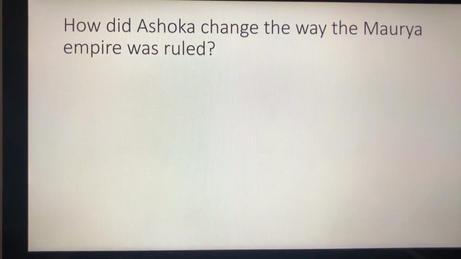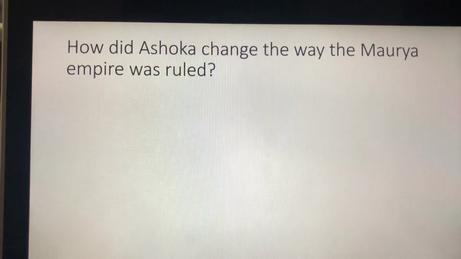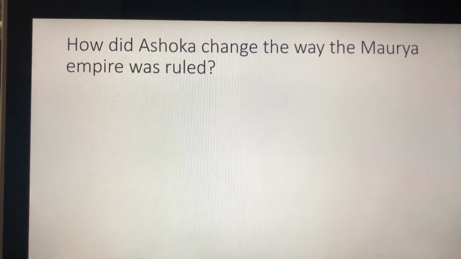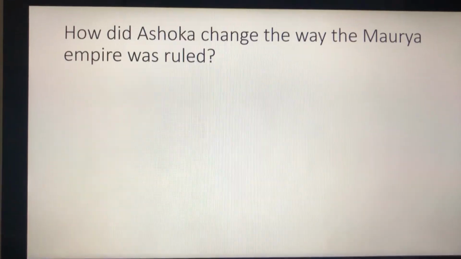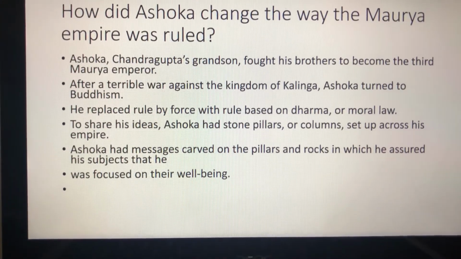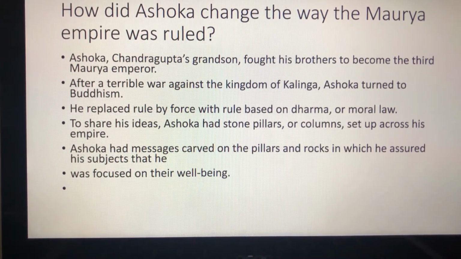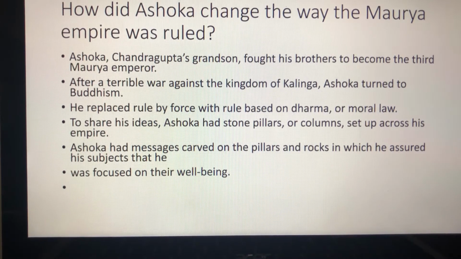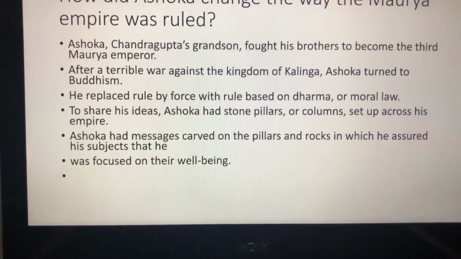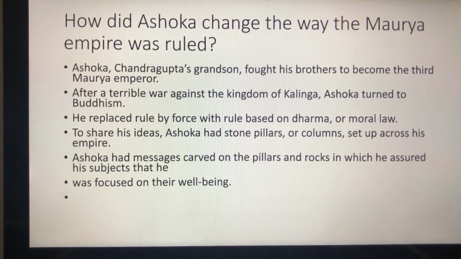How did Ashoka change the way the Maurya Empire was ruled? Again, a lot of that is really just on 416 and 417. You may want to pause and come back. I put a bunch of things here just because I feel like maybe we have some holes, and that way you can fill in all your details. But anyway, Ashoka, like I said a minute ago, was Chandragupta's grandson. He did fight his brothers to become the third Maurya emperor.